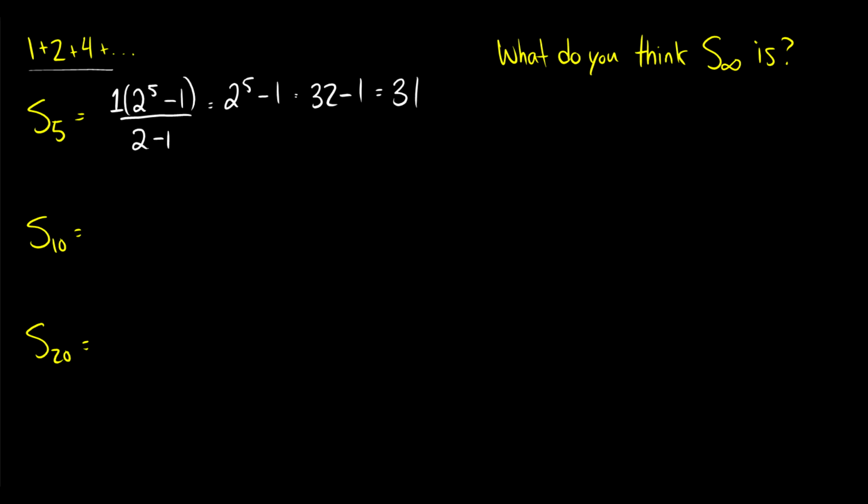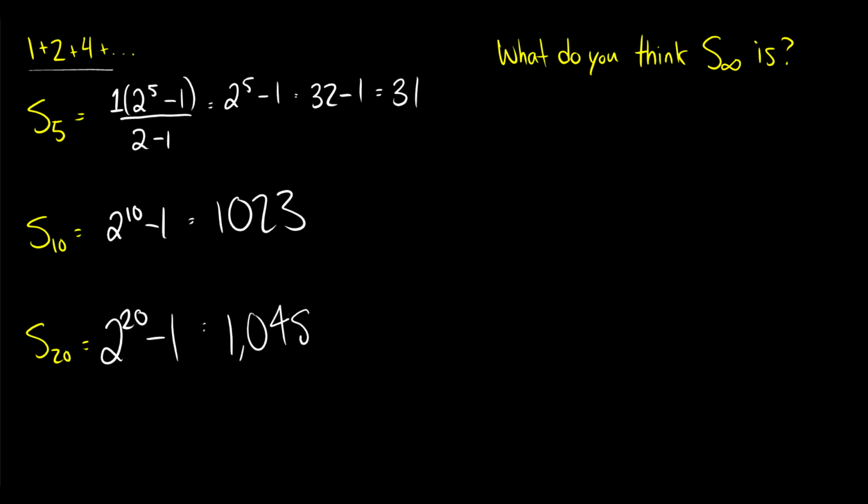Now, what is s of 10? Well, this is just doing some shortcuts here. This is the same thing as 2 to the 10 minus 1. So this will be 1023. And s of 20 is going to be 2 to the 20 minus 1, which is something I do need a calculator for. And this is a big number, 1,048,575.